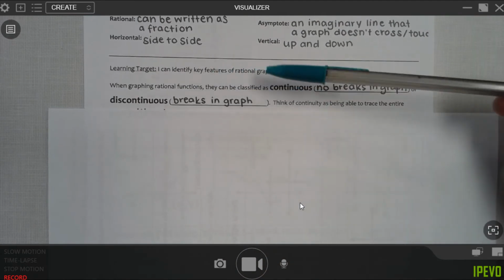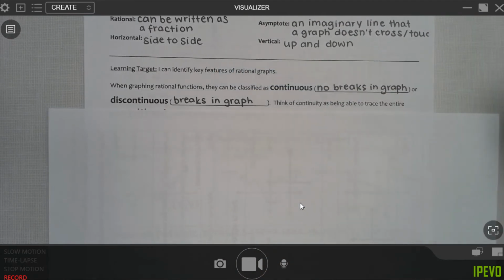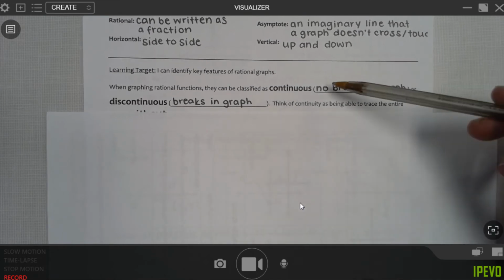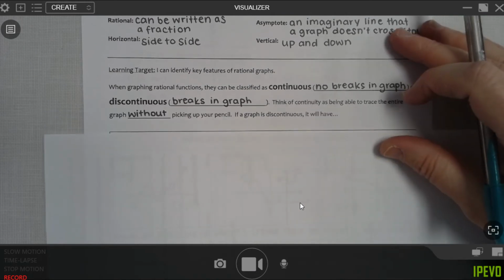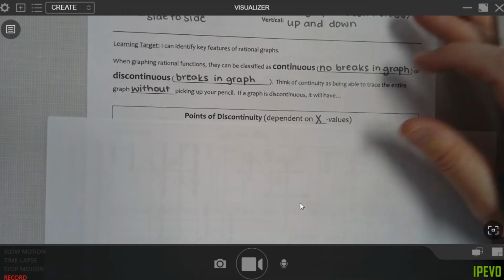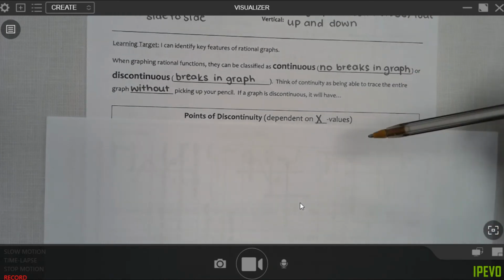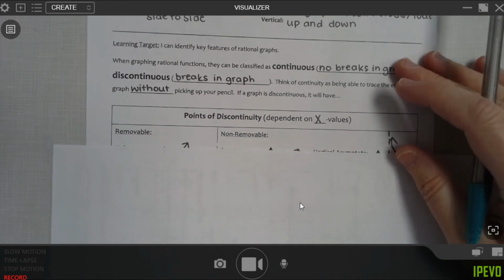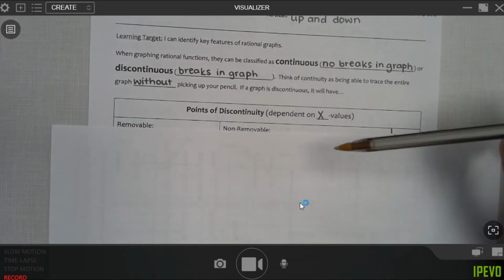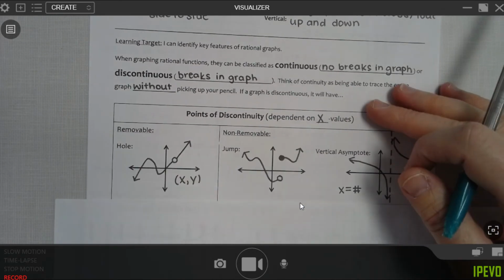So first of all, a function is classified as continuous if you can draw it without picking up your pencil. So that's when there's no breaks in the graph. Discontinuous is a break. If there's a hole or an asymptote, something like that would be discontinuous. There's a very specific definition for continuity, but you can just think of it as picking up your pencil. So your points of discontinuity depend on your x values here. These are all the different types that you can have.